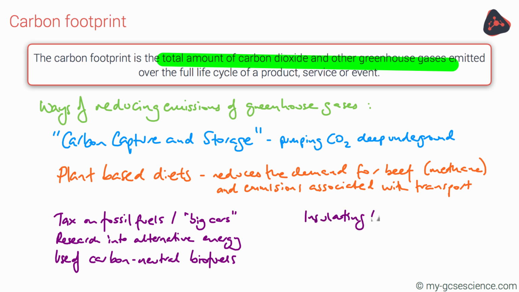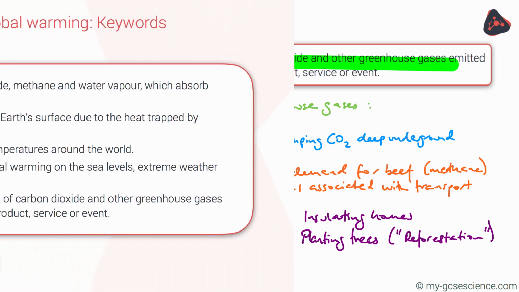Other things we can do are insulate our homes to make sure that energy isn't being wasted. We can also plant trees, which is called reforestation, to increase the planet's capability of absorbing the CO2 that's produced back into those plants. There are many more things that individuals and countries can do to reduce their emissions. And if you're interested in this, there's lots more to find out about. But for the exam, you just need a few key ways that humans can reduce the emissions of greenhouse gases. So this will be enough.